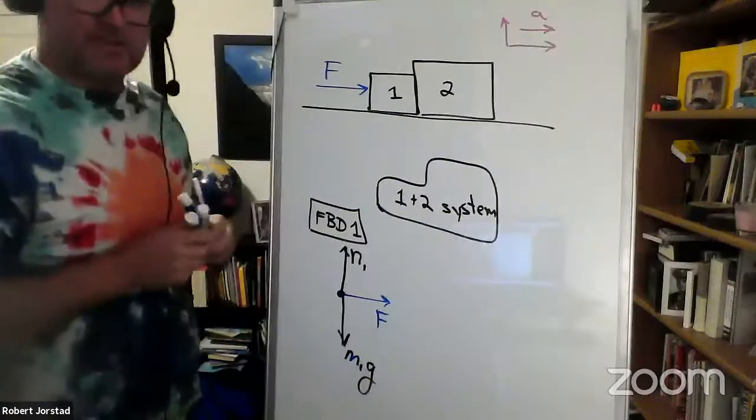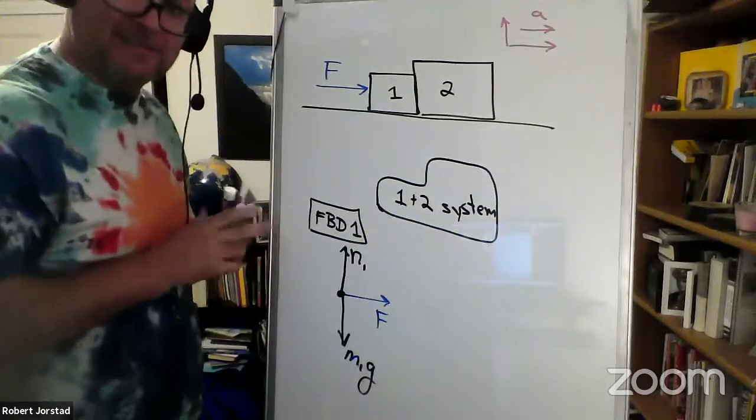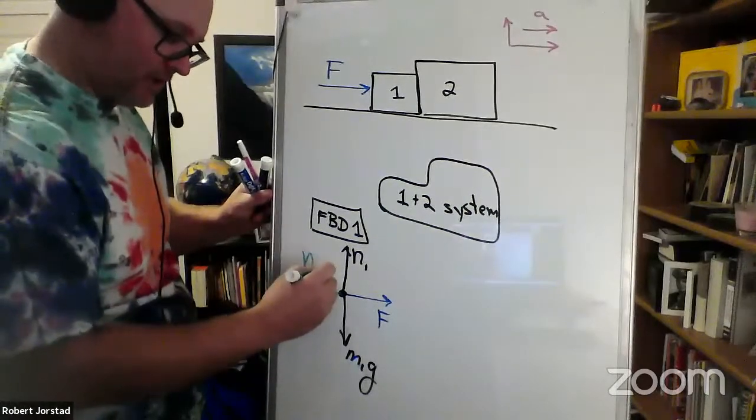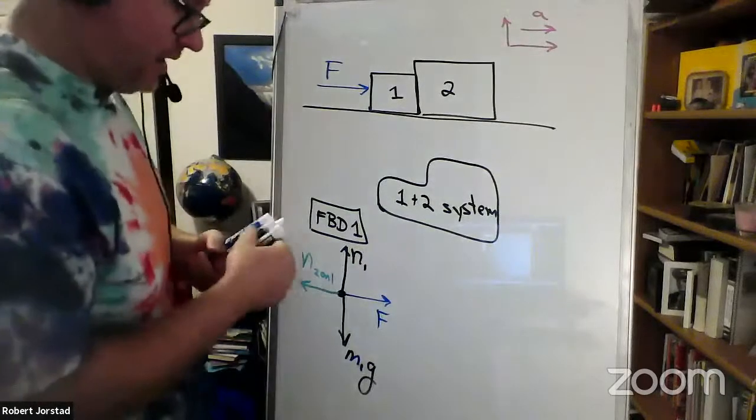There's a normal force between block 1 and 2. So which way does 2 push on block 1? Left. So I'm going to call that normal force of 2 on 1. Now, what about on this?